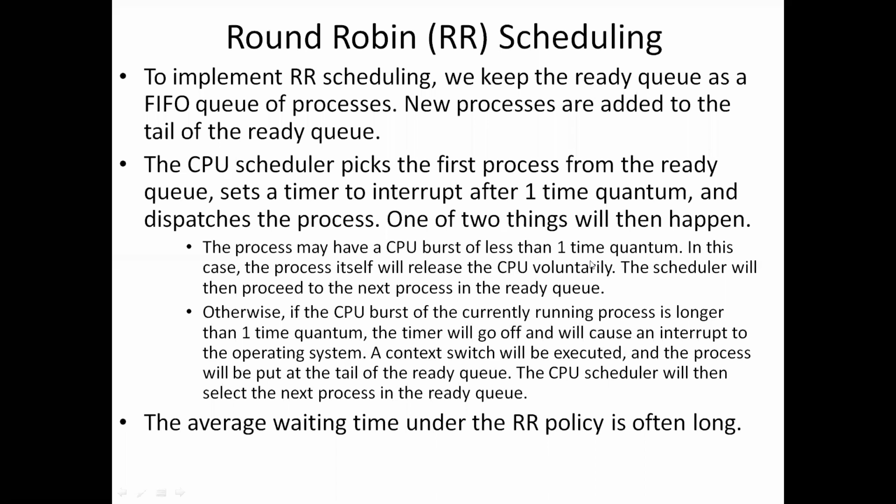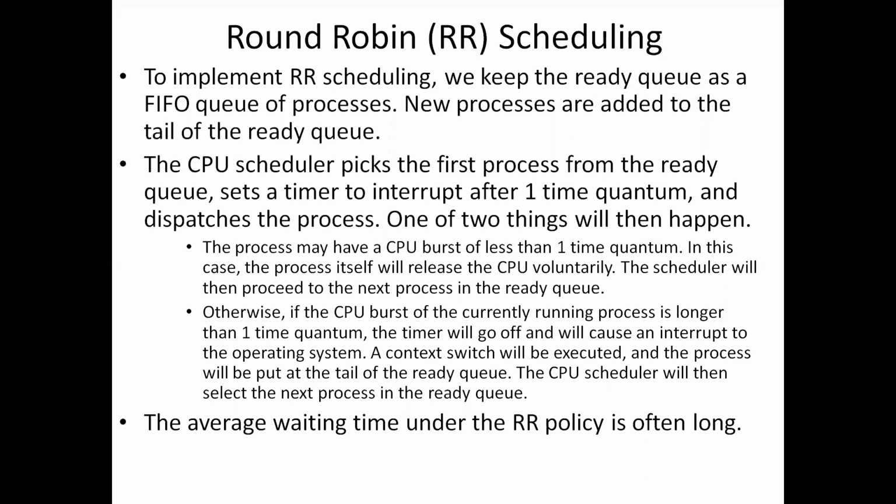Next scheduling algorithm is round robin scheduling, which is mentioned as RR. RR means round robin scheduling. To implement this round robin scheduling, we keep the ready queue as a first in, first out queue of processes. Whichever process comes first to the ready queue will get executed in round robin scheduling.